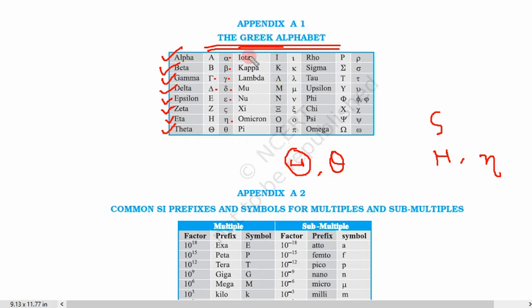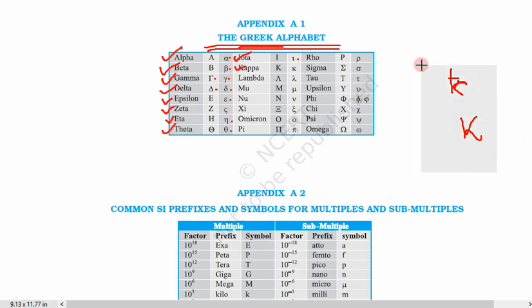Now iota. Iota is equivalent of I, and small iota is a little bit different, but it is very similar. Next, the equivalent of K is kappa. Capital kappa is similar to K, small one is a little bit different. This is K, this is kappa. Kappa is also a very commonly used symbol.